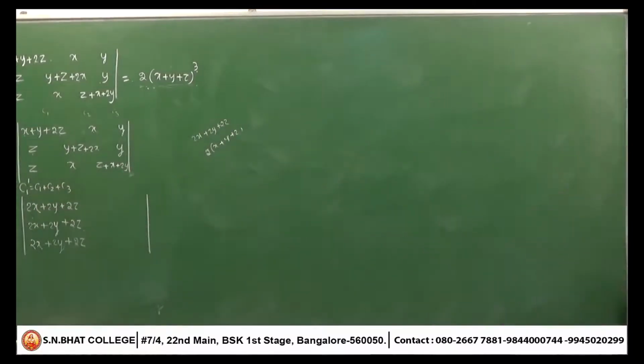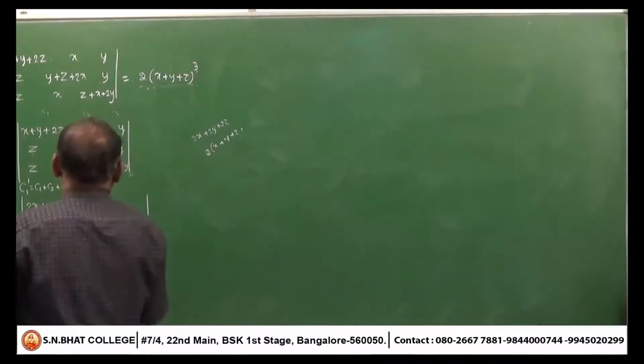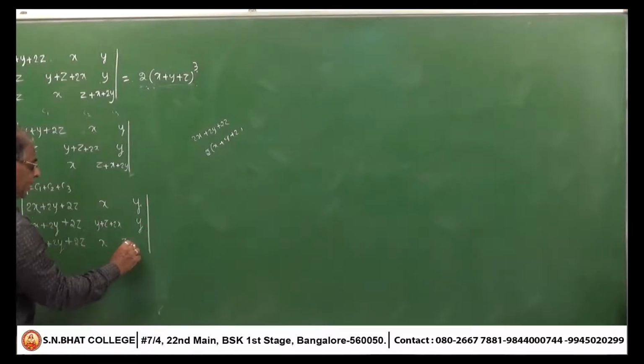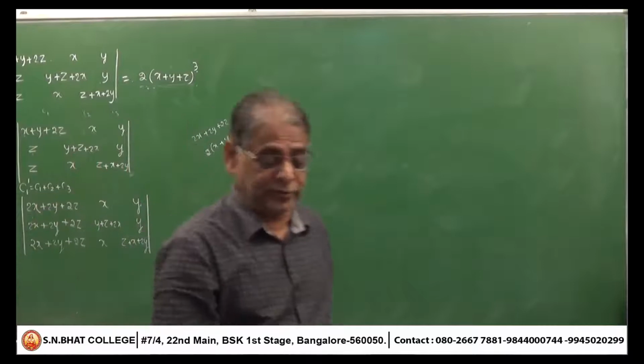I touched only C1. I am writing in C1. Write C2 and C3 as it is. This is C2, this is C3 as it is: x, y; y plus z plus 2x, y; x, z plus x plus 2y. Write C2 and C3 as it is.